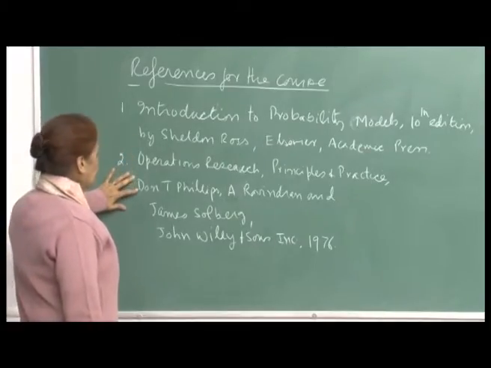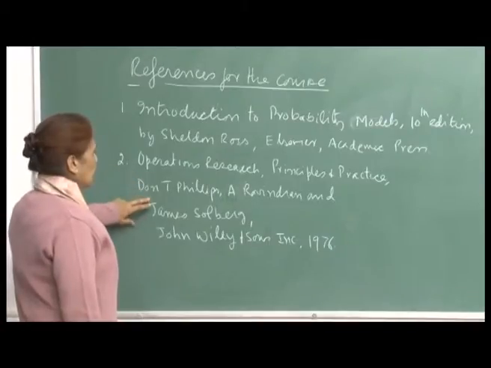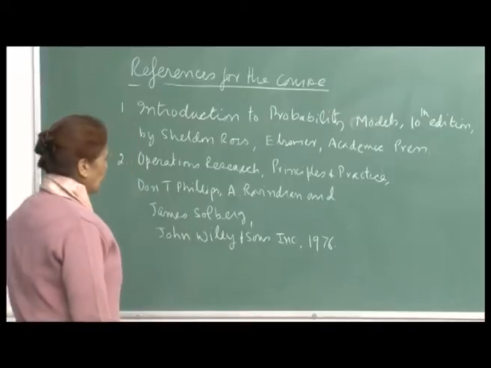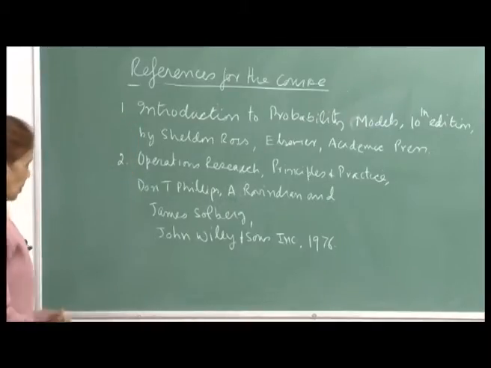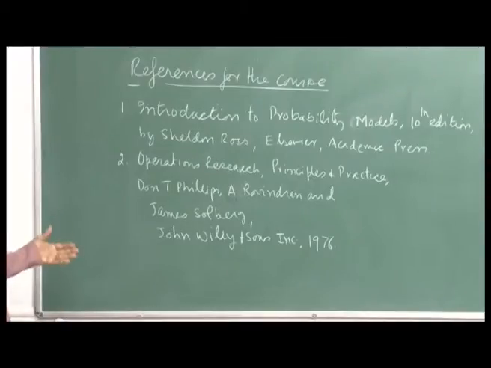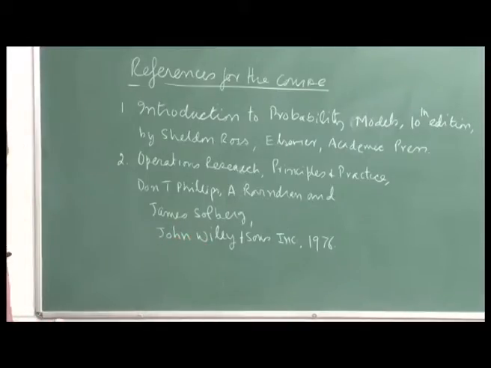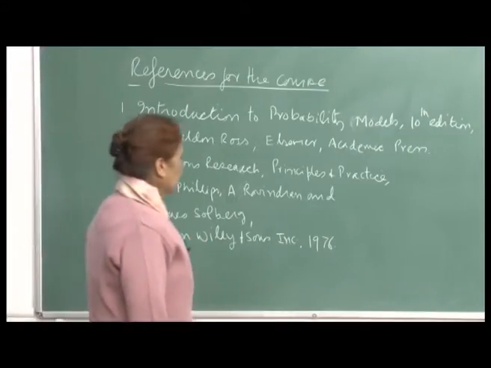Operations Research: Principles and Practice, Don T. Phillips, A. Ravindran and James Solberg. This is a 76 book, but some topics have been treated very well, so I have used a lot of examples from here, and whenever I use figures I have referred to that part also. So, this is a 76 book.